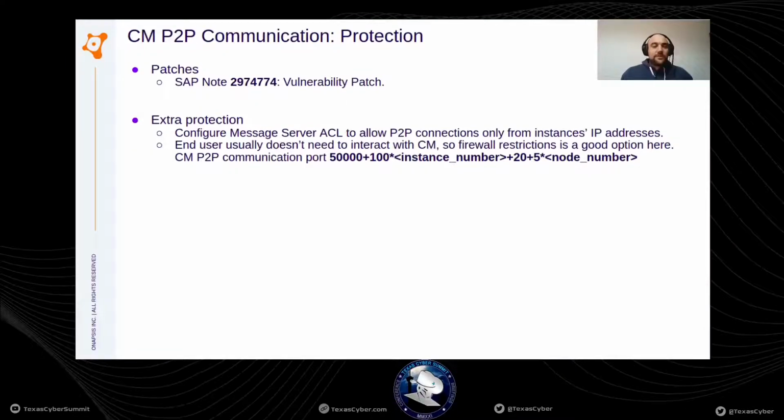About protection measures for this service, SAP released a note basically adding authentication to this cluster manager service. But it's also a good option to first configure the message server ACL to allow connections only from IP addresses of instances of the same SAP system. End users usually don't need access to or interaction with this cluster manager, so a firewall restriction, dropping connections from end users and only allowing, as I said before, instances of the same SAP system, is a good option. Next, Pablo will continue with the last vulnerability for today.